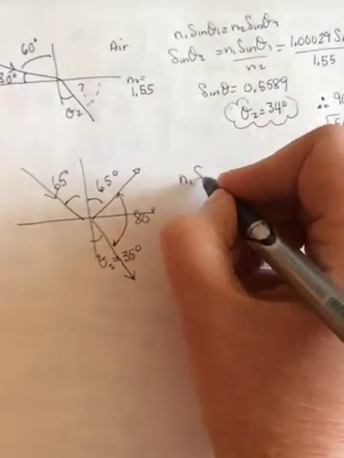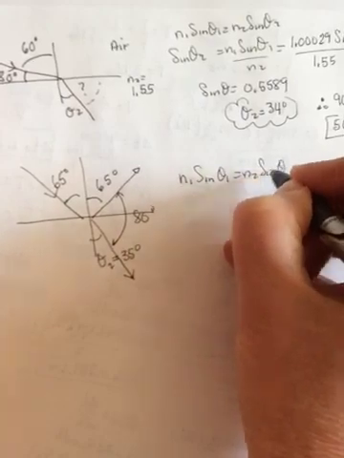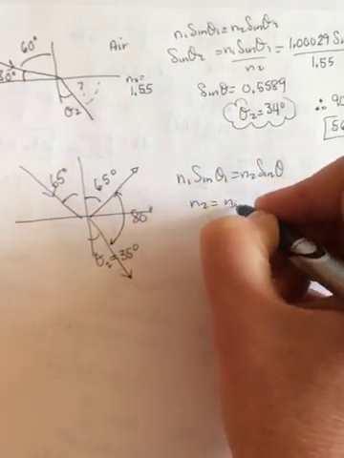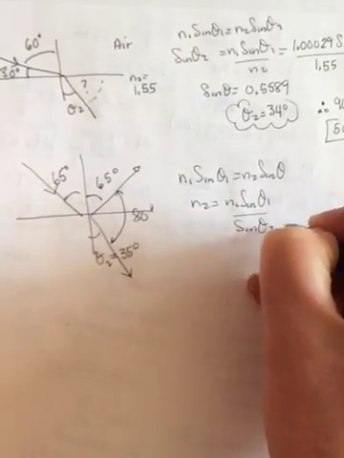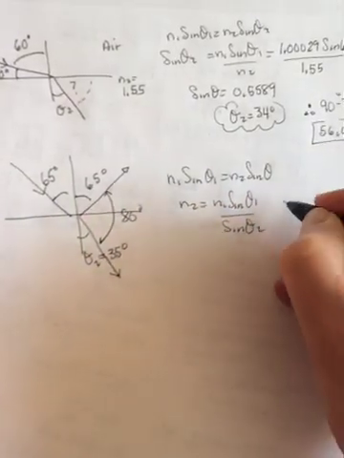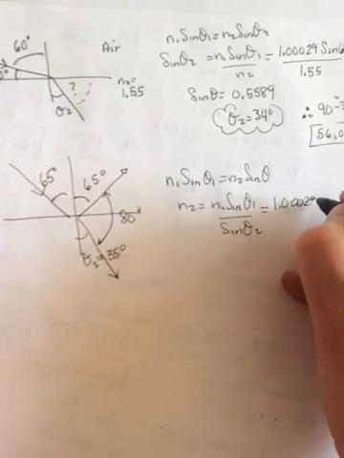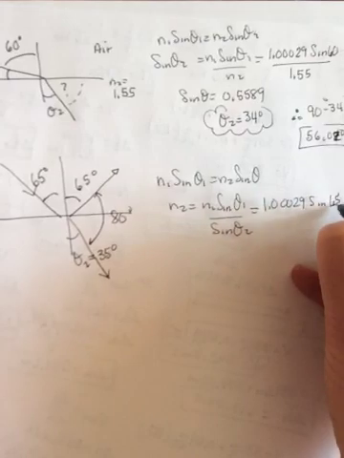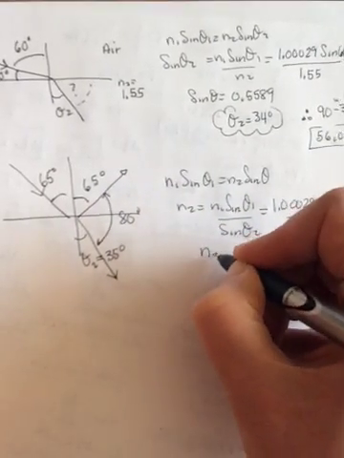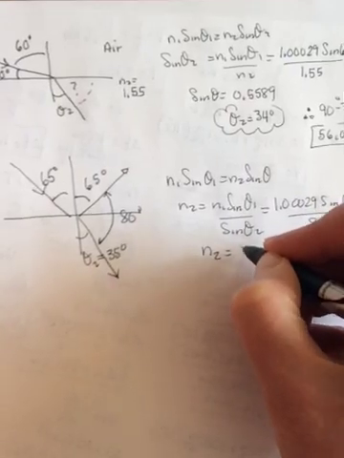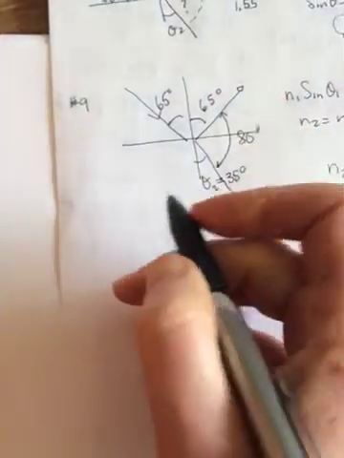What is the index of refraction of the glass? So you're looking for N2. N1 sine theta 1 equals N2 sine theta 2. N2 equals N1 sine theta 1 over sine theta 2. So the only trick in this one was find your theta 2, and you have to do a little geometry to get that. So again, it's air times the sine of 65 over the sine of 35. And when you do this, you should get 1.58. Okay? That is number 9.